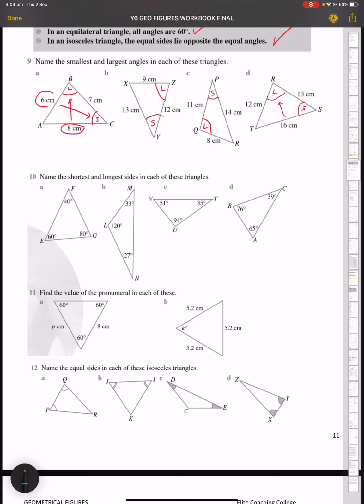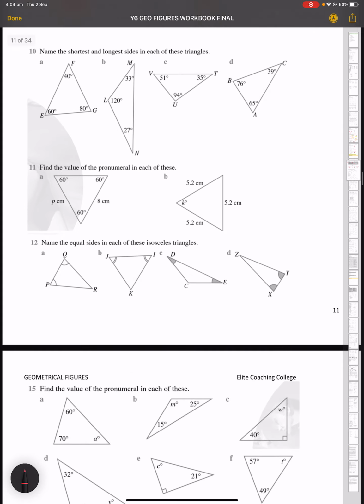Okay. Question 10. Name the shortest and longest side in each of these triangles. Okay, so we're going to do it backwards. We look at the largest angle, which is in this case 80 degrees. Largest angle, which means opposite of that has to be the longest side. Smallest angle is 40 degrees, so the opposite of that must be the shortest side.